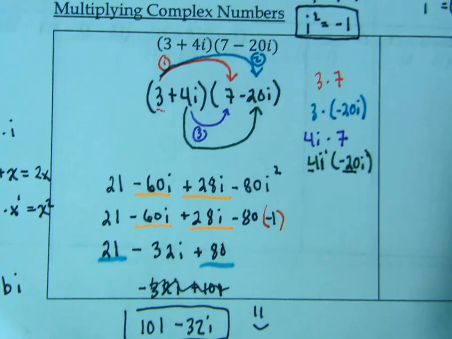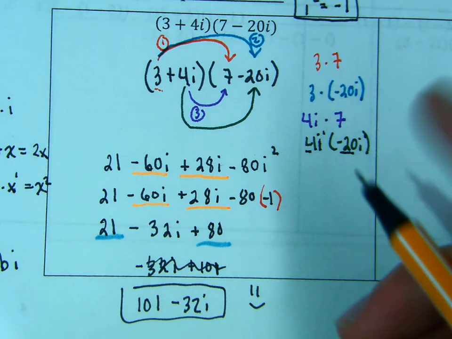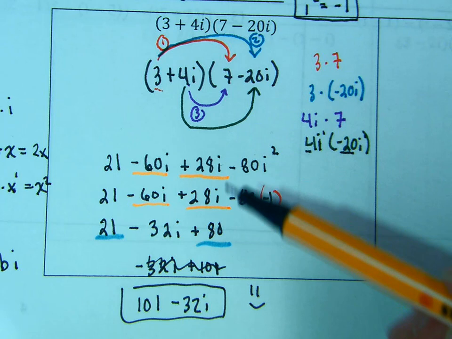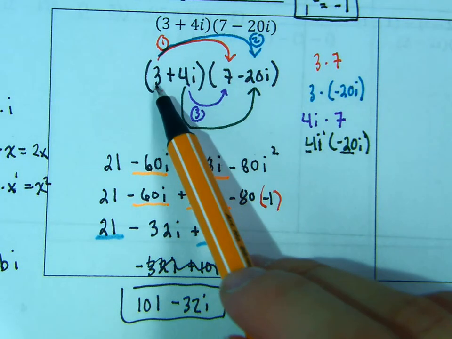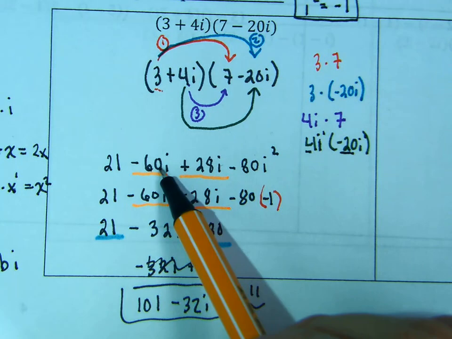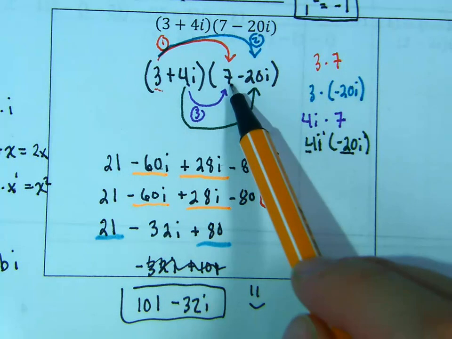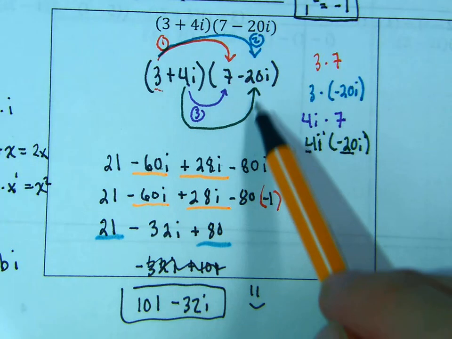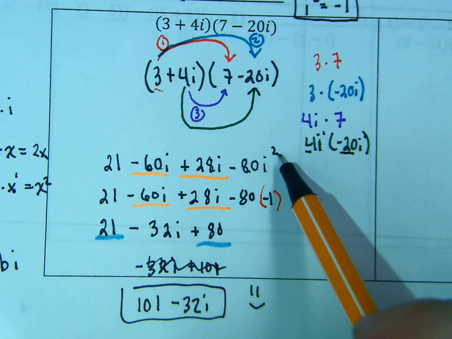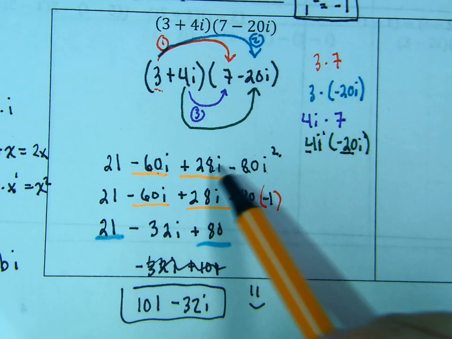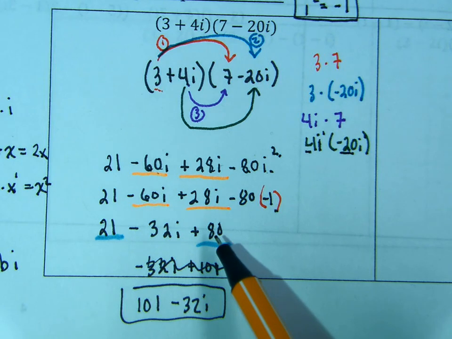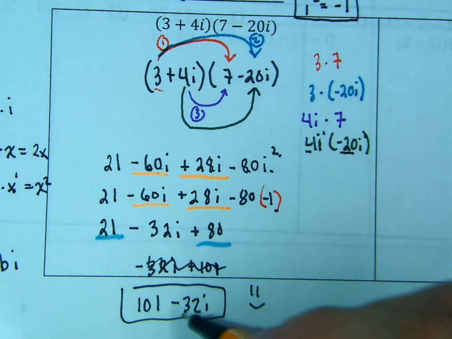Let's review. What did we do? Take a second, pause the video, and try and review the idea of what you did, right? What was the first thing we did? 3 times 7, here. 3 times negative 20, here. 4i times 7, here. 4i times the negative 20i is negative 80i squared. These two you're going to combine, they're like terms, and anytime you see the i squared, you replace it with negative 1, combine the like terms, and there is your complex number.